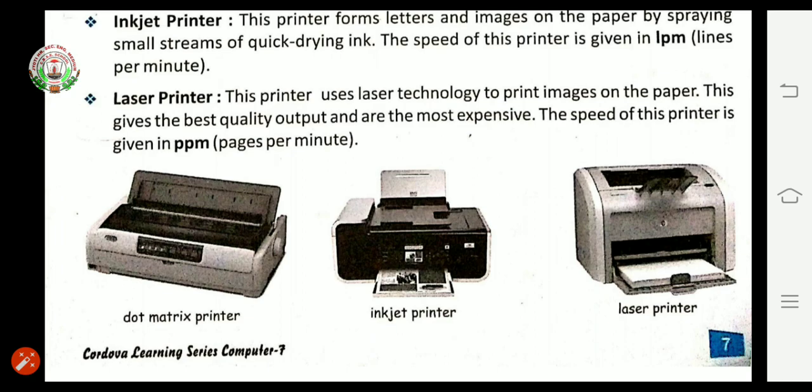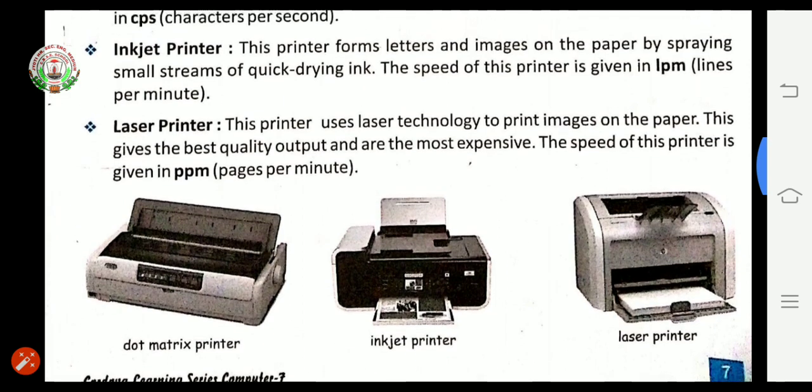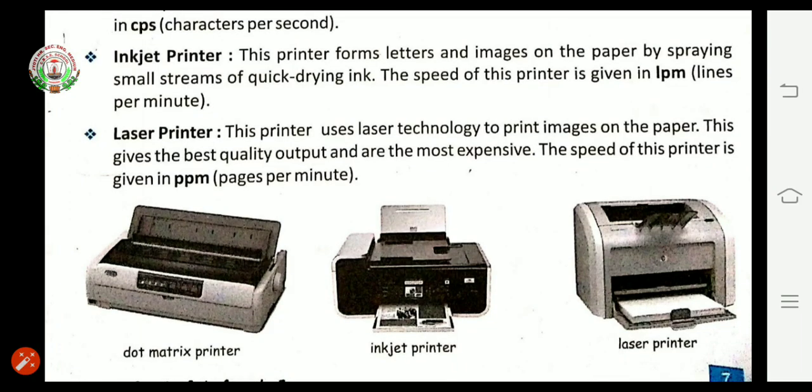It is the most expensive. Why is it expensive? Because it does not have the old traditional technology as ink was. It has an expensive technology as a laser beam passes. Laser is a kind of expensive technology. That is why this printer is more expensive than the dot matrix printer and inkjet printer. The speed of the printer is given in PPM, pages per minute, meaning how many pages this printer prints per minute.